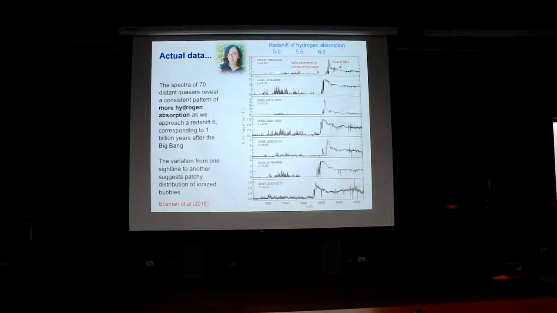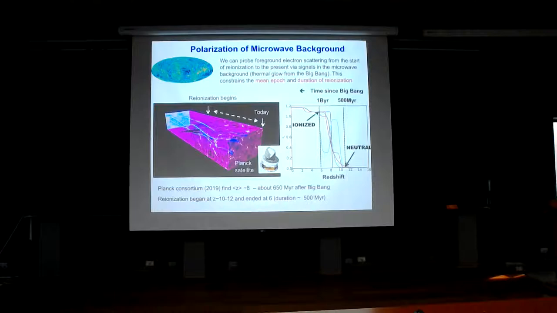It's fairly patchy from one area, one sight line to another, but there are several hundred of these quasars now that have been studied, and they give us the idea that indeed the Planck people are correct, and that there is this transition around a redshift of 6.